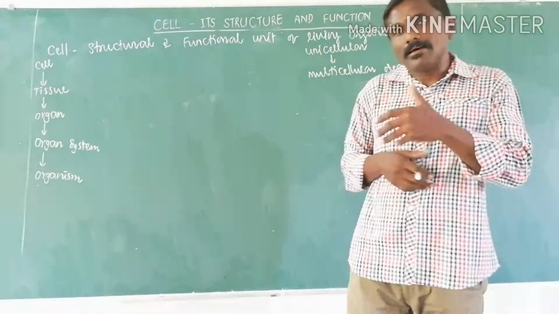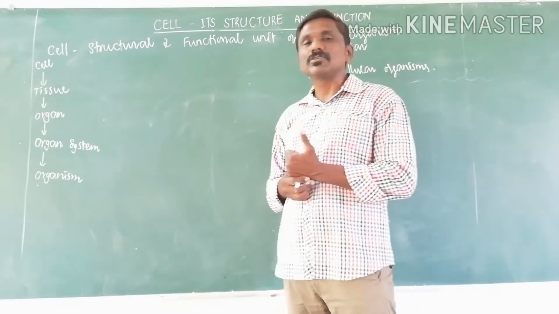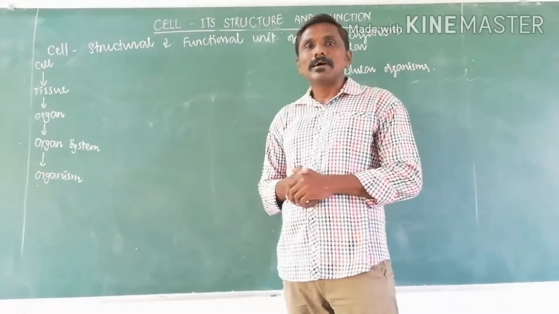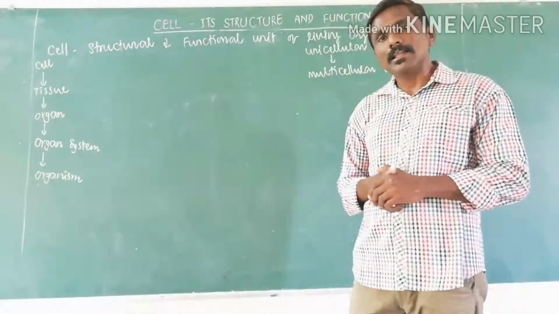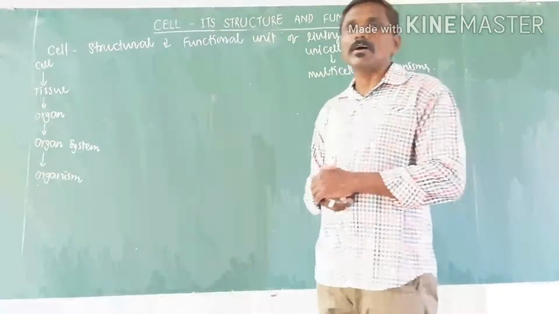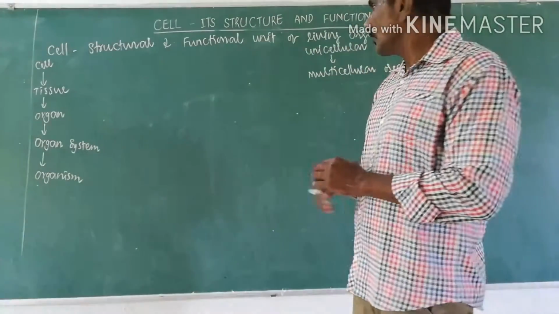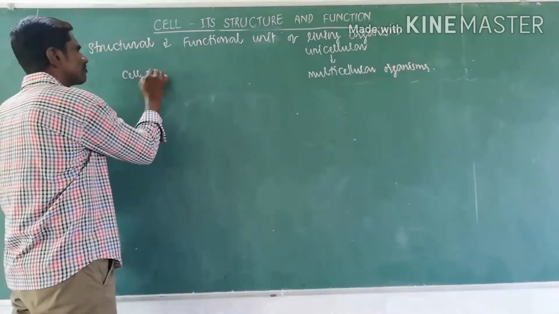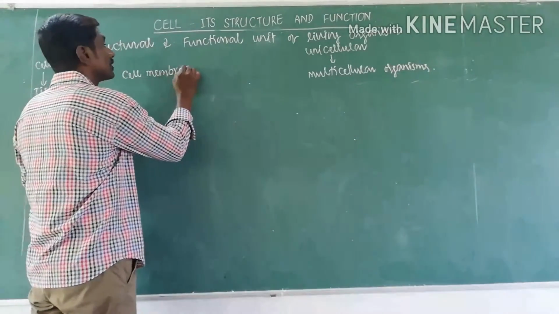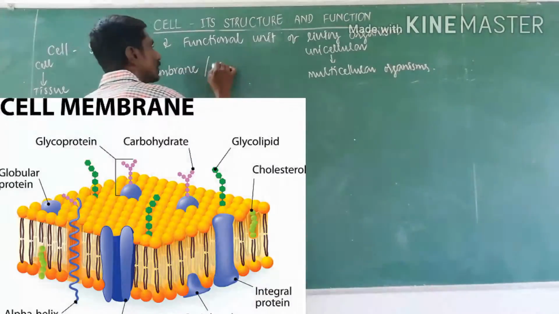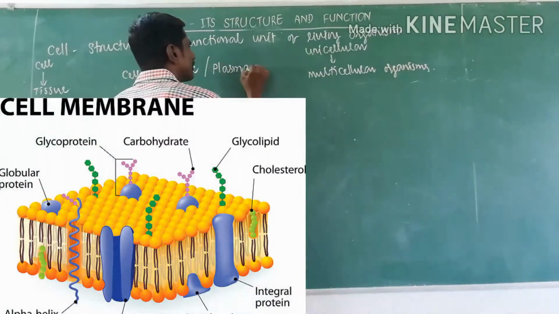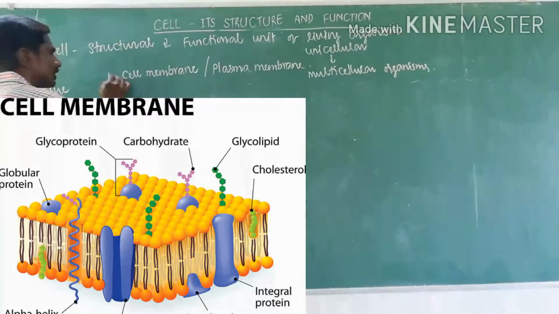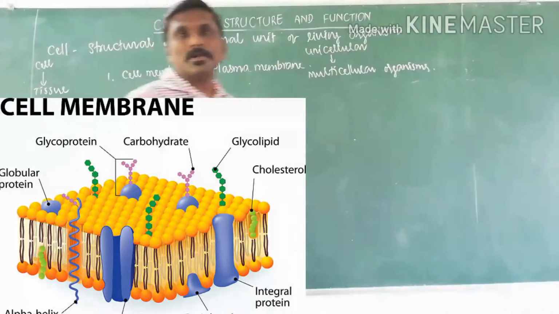The cell houses various organelles like nucleus, mitochondria, and chloroplast. So various organelles are there inside the cell. We will discuss the cell organelles one by one later. First of all, we will discuss the cell membrane, or it is also called the plasma membrane.